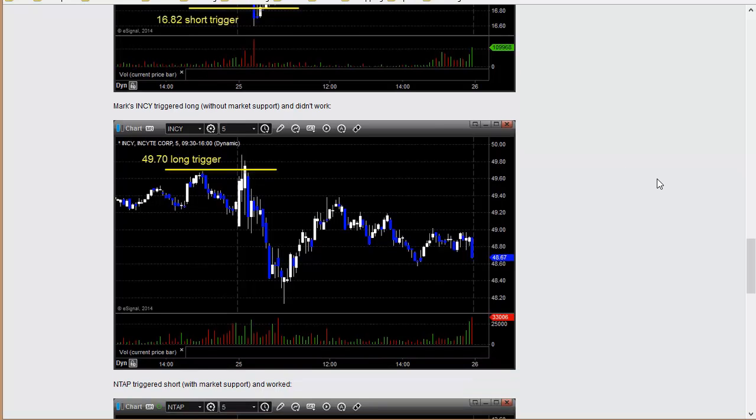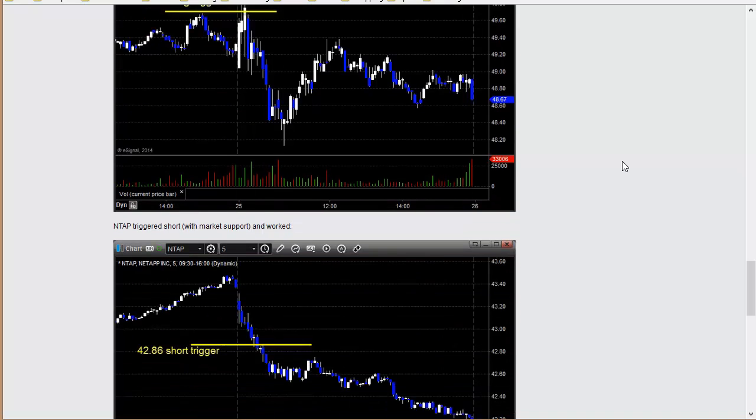This one, the INCY, this was a trade call we had from our daily scans. But again, look at this one. It triggers 10 minutes in when the market direction is not heading upward at all. So you should not have taken the long ideas. That's why this says without market support. We only take trades with market support.